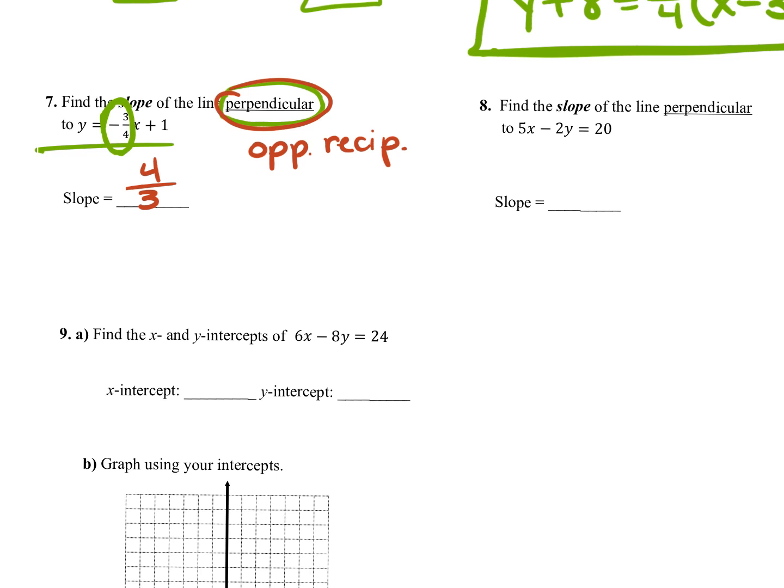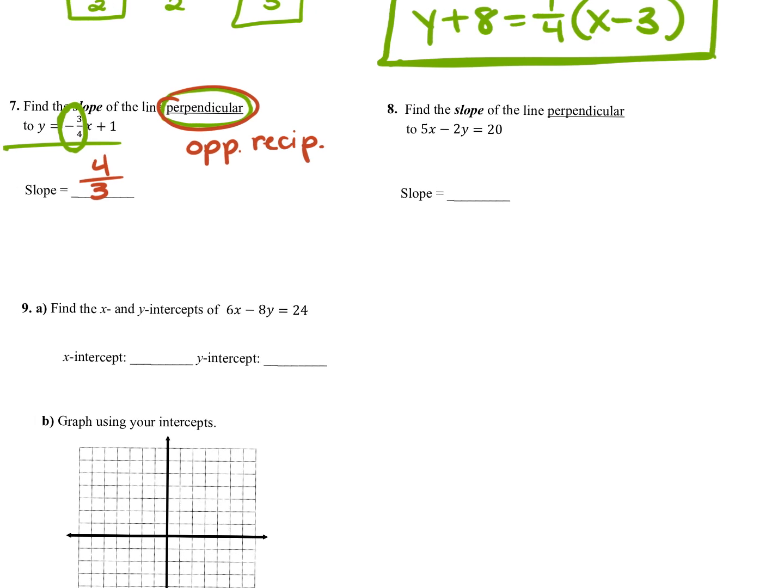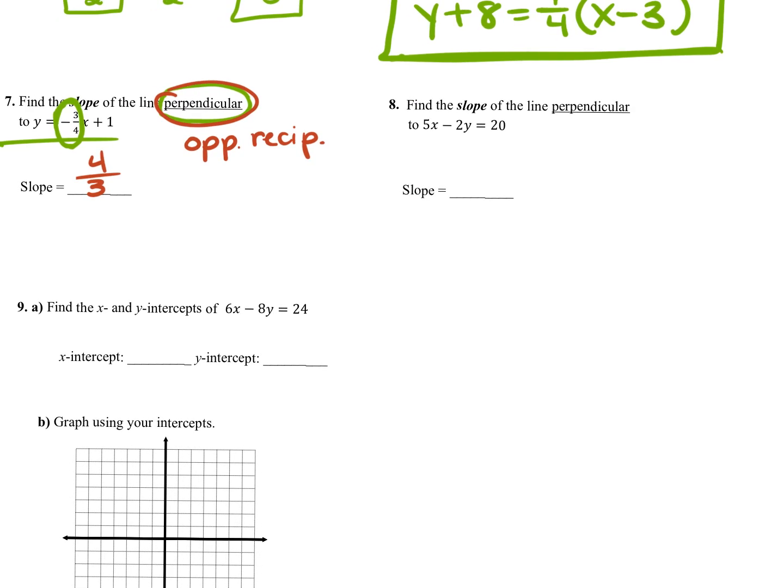Okay. Number 8 is a little tougher because they don't give you a slope to work with on this one. Gentlemen, you with me? Yeah? So if I want to be perpendicular to this line, I first have to find the slope of that line, right? So what I'm going to do is I'm going to solve for y. So -2y equals, I'm going to subtract 5x from both sides. So -5x plus 20. And then I'm going to divide by -2 to get y by itself.